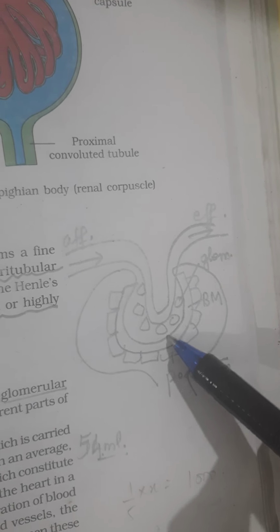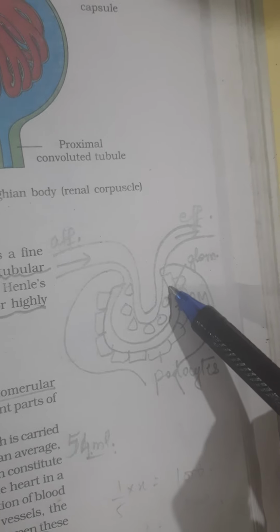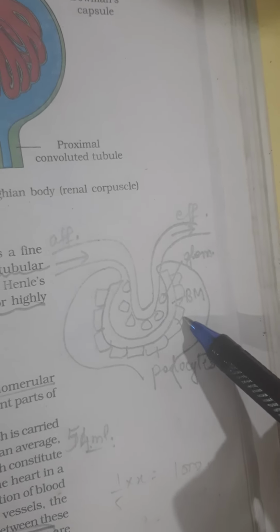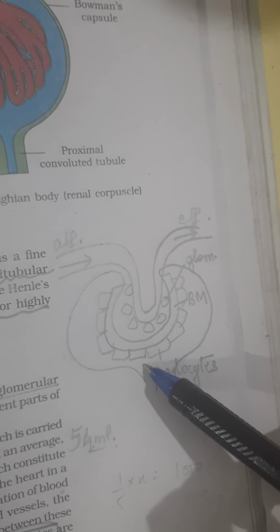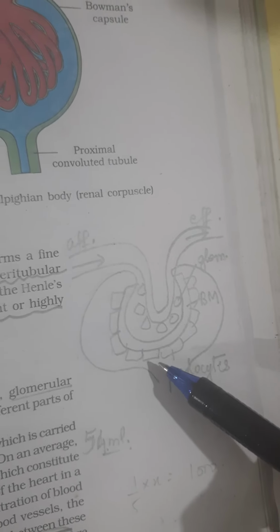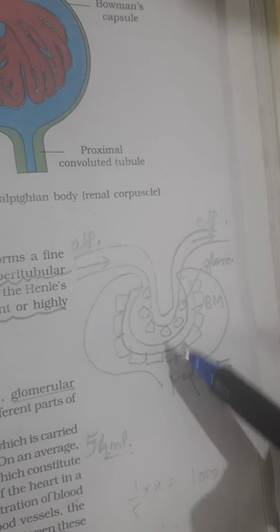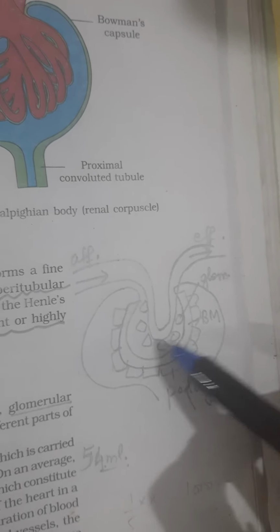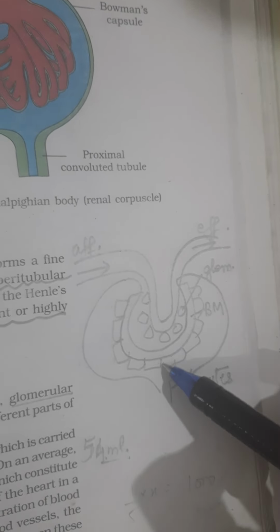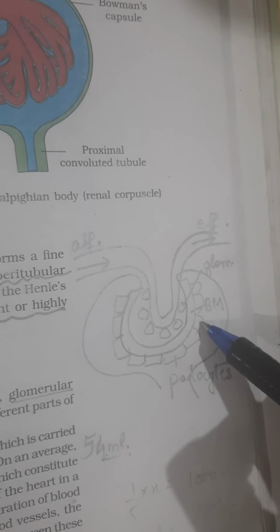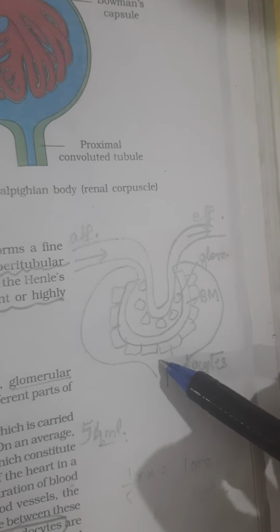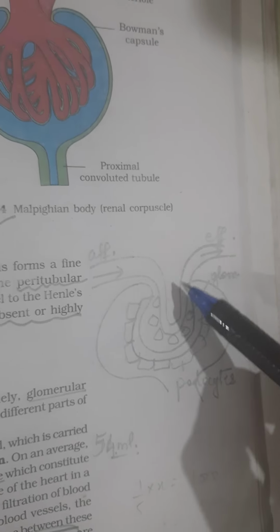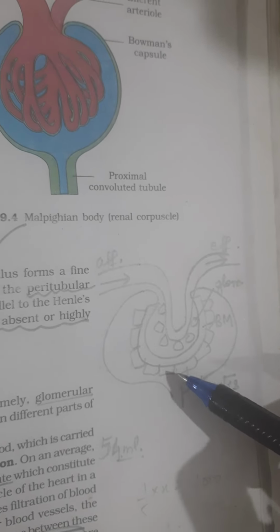Innermost is the endothelium of glomerulus. In between this region is basement membrane, and the outermost is the epithelium of the Bowman's capsule, which contains certain cells called as podocytes. So the first layer is the glomerular layer, which is endothelium. Second is the basement membrane, and third one is the epithelial layer, which contains podocytes. So these three together are going to do the filtration of the blood.